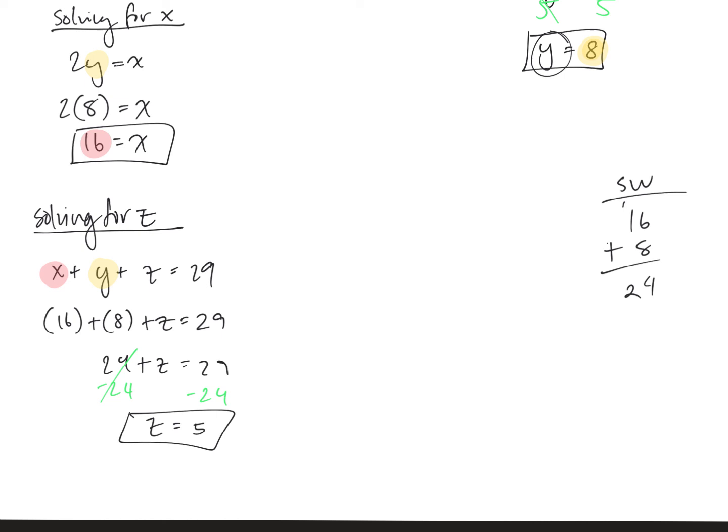So what would my answer be? It's not a word problem, so we'll just answer in the coordinate set. So x first, 16. Y next, 8. Z next, 5. Once again, the order is important. It's x, y, and z.